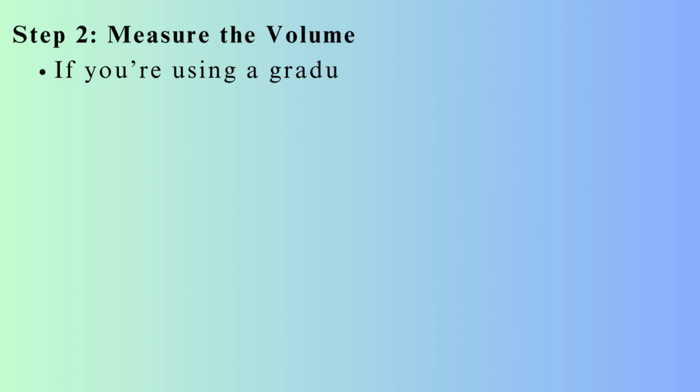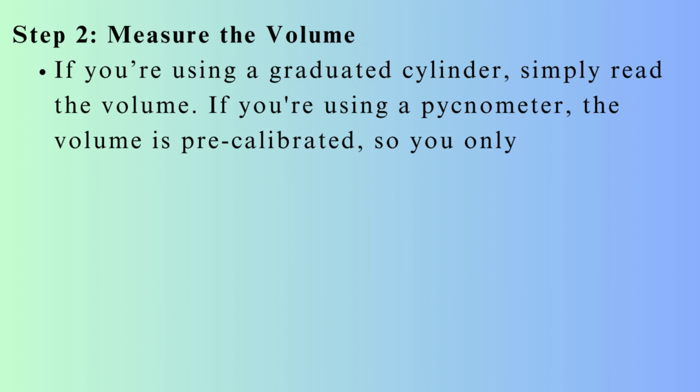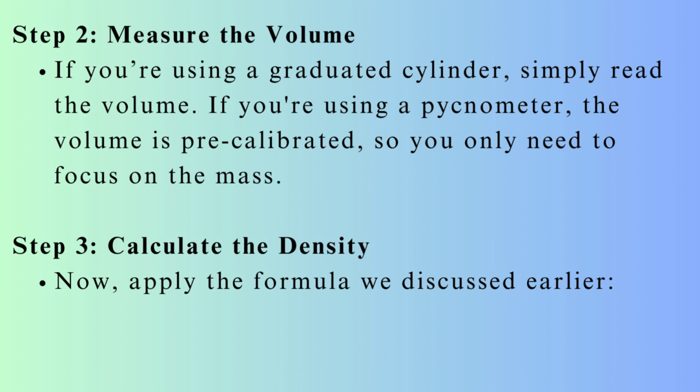Step 2. Measure the volume. If you're using a graduated cylinder, simply read the volume. If you're using a pycnometer, the volume is pre-calibrated. So you only need to focus on the mass. Step 3. Calculate the density. Now, apply the formula we discussed earlier.